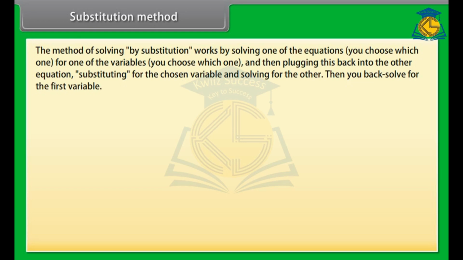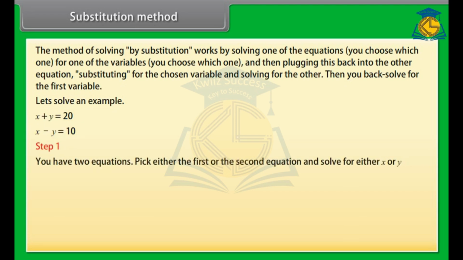For one of the variables, you choose which one, and then plug this back into the other equation, substituting for the chosen variable and solving for the other. Then you back solve for the first variable. Let's solve an example. x plus y is equal to 20. x minus y is equal to 10.